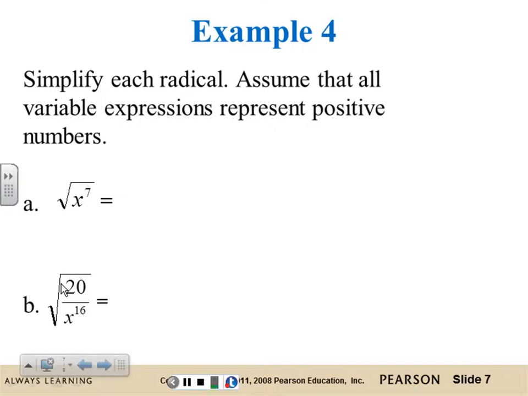Alright, simplifying variables. So assume that all variable expressions represent positive numbers, and we state that simply because you know you can't take the square root of a negative number.